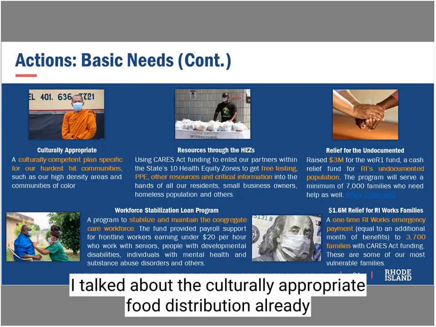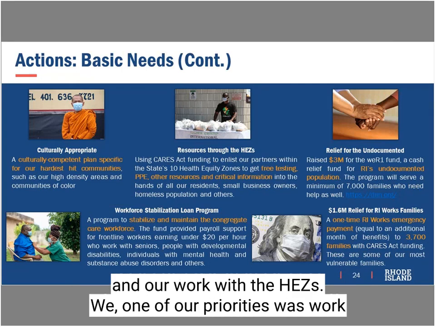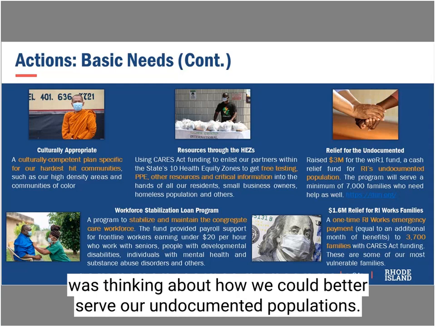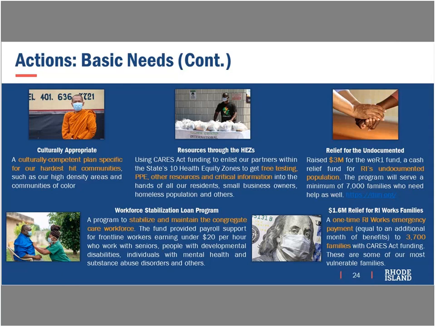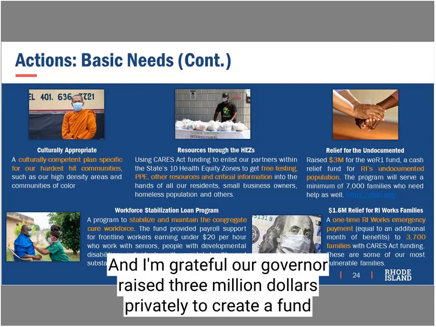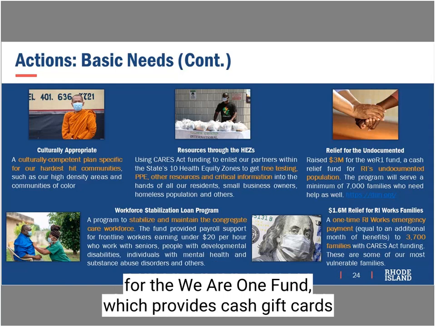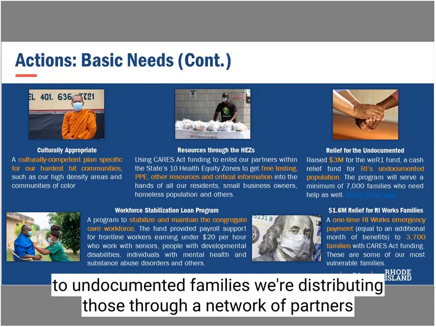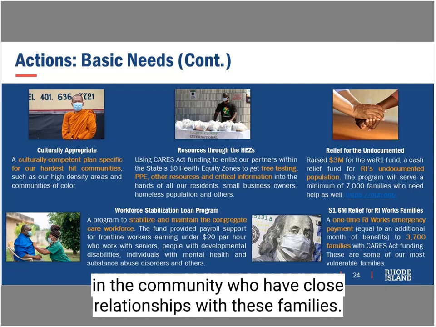I talked about the culturally appropriate food distribution already and our work with the HESAs. One of our priorities was thinking about how we could better serve our undocumented population. I'm grateful our governor raised $3 million privately to create a fund called the We Are One Fund, which provides cash gift cards to undocumented families. And we're distributing those through a network of partners in the community who have close relationships with these families.